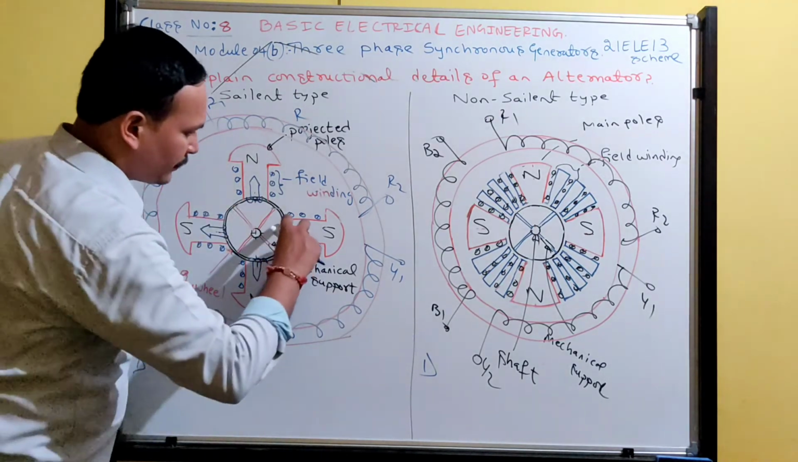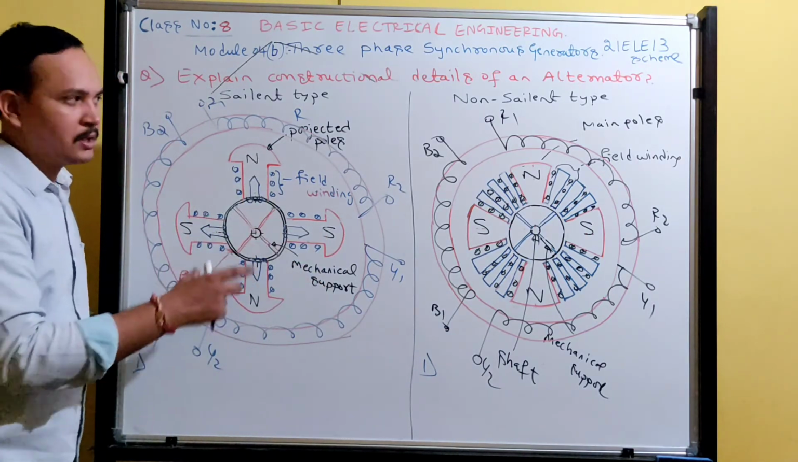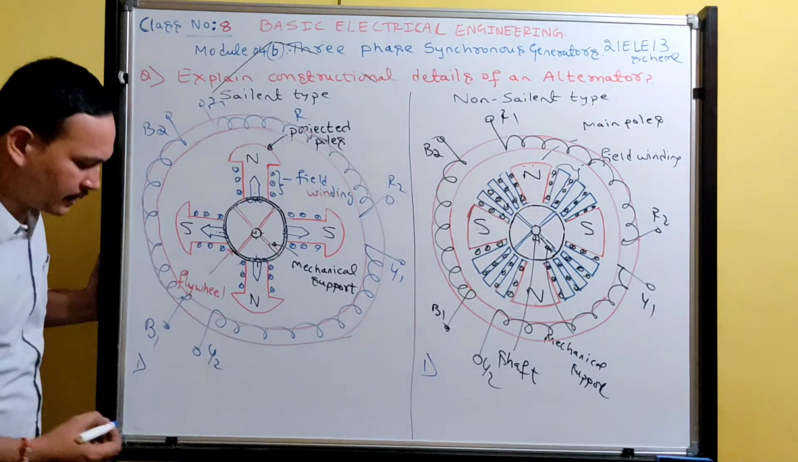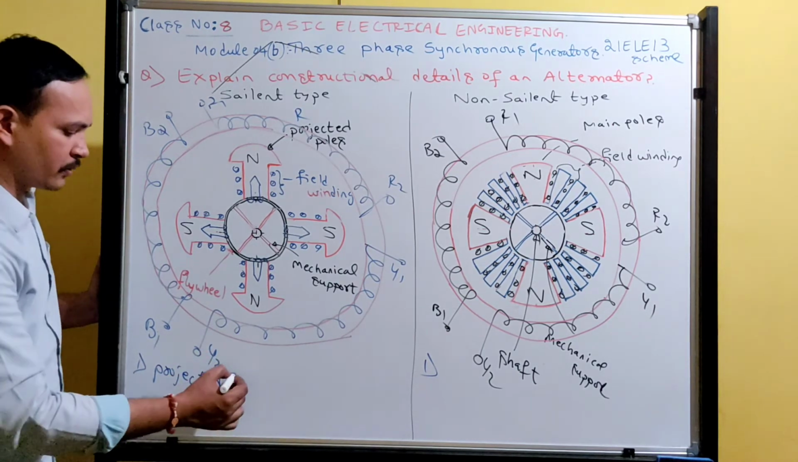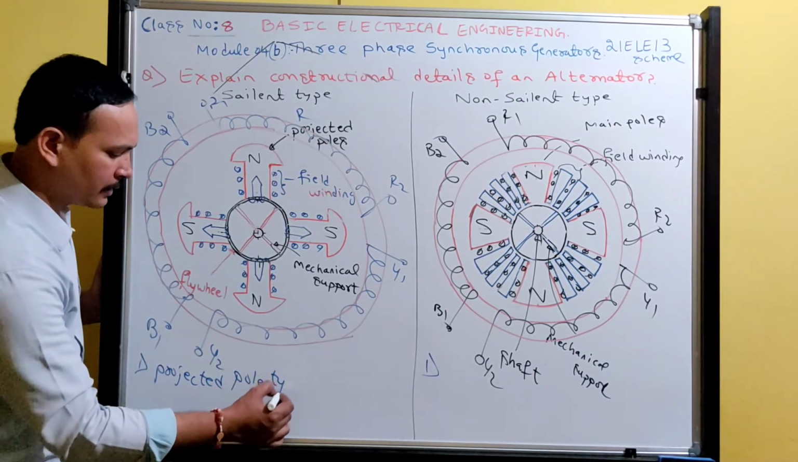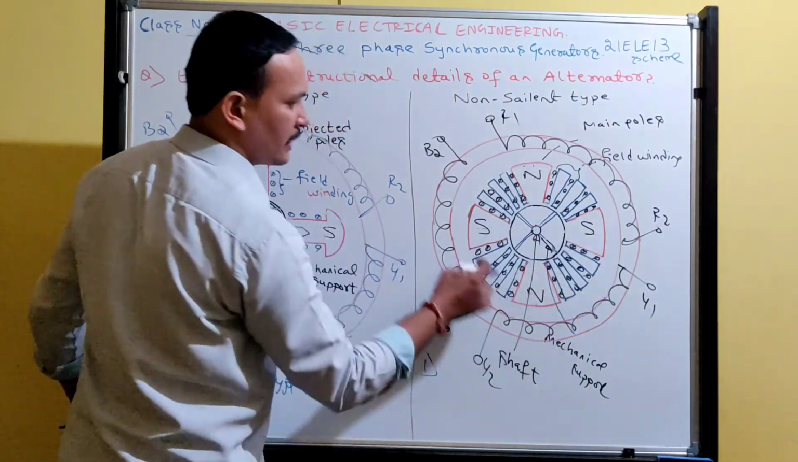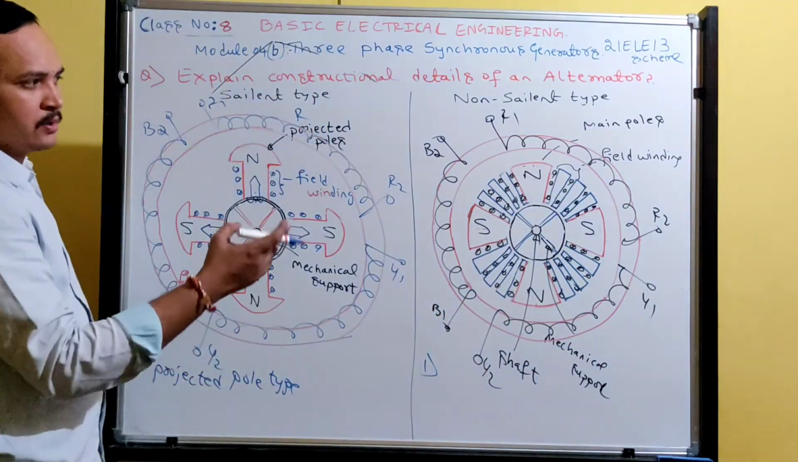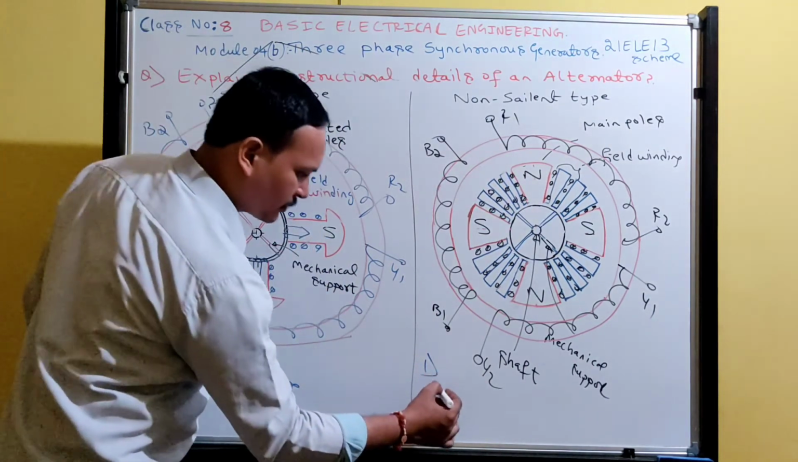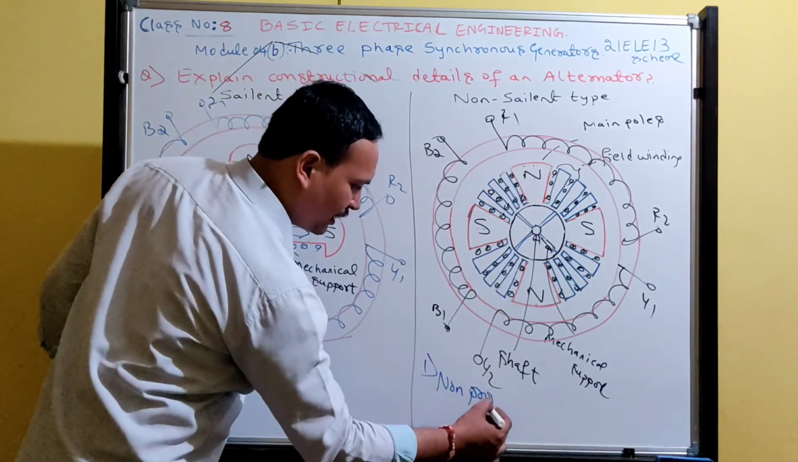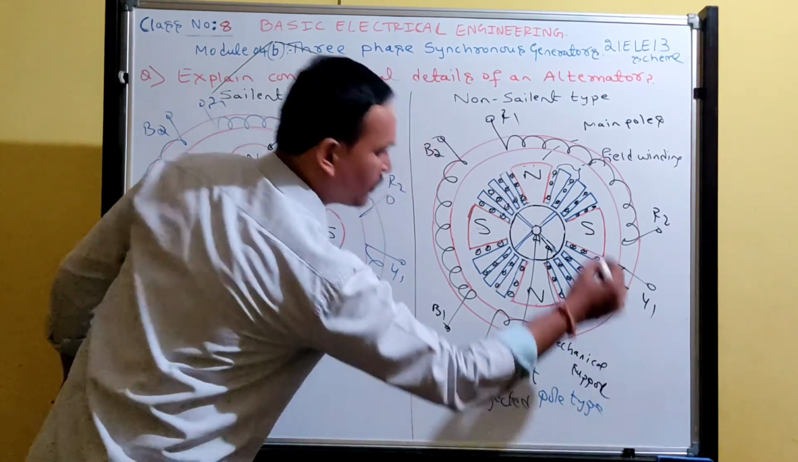Look at here. All these poles are projected out of this surface. So another name for salient pole type alternator is projected pole type alternator. Here, are the poles projected? No, it looks cylindrical in structure. Even though poles are projected, we cannot see that because it looks like an overall circle. So that's why you write non-projected pole type alternator.